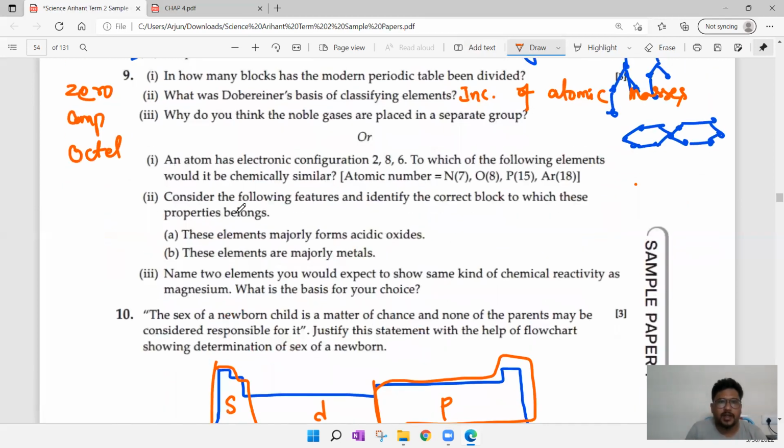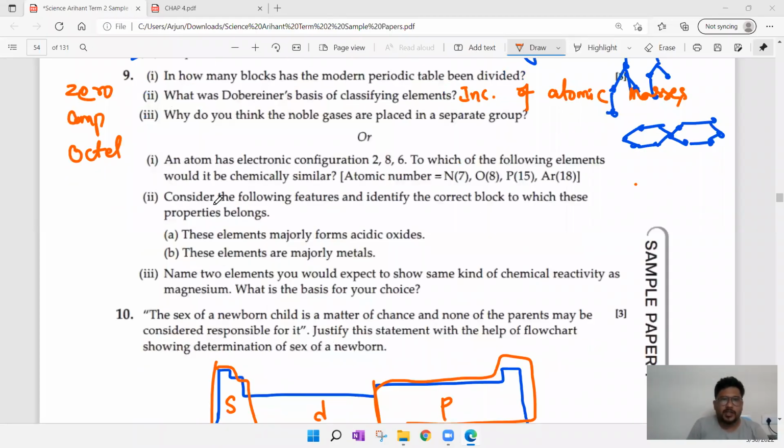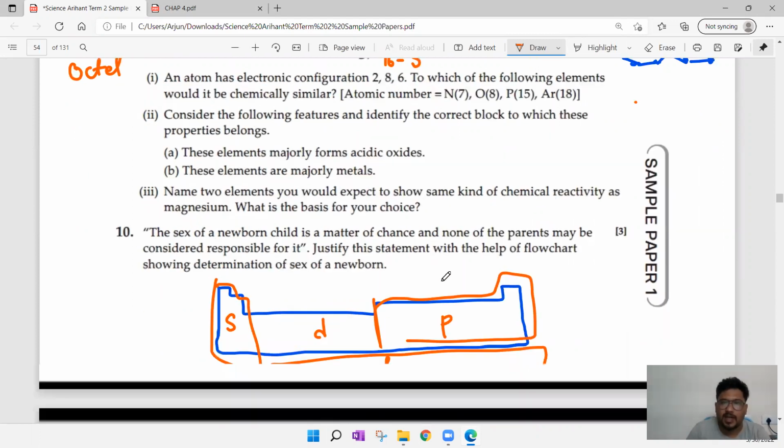Then we have the internal choice questions. Internal choice 1, 2, 3 questions. We have number 1, an atom has electronic configuration 2, 8, 6. Okay, 286 means 2 plus 8 plus 6, 10 plus 6, that is 16. 16 means it is sulfur. Fine. To which of the following elements would it be chemically similar? They are asking which element is similar to sulfur.